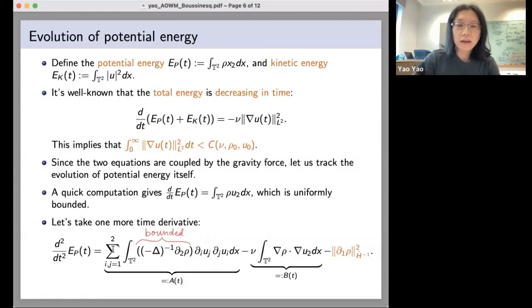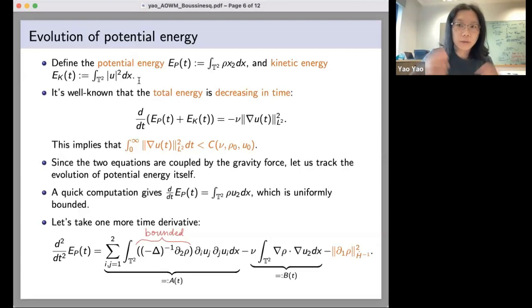And I would like to just briefly comment on the proof. The proof idea is by carefully looking at a couple of quantities together. One important quantity that we are going to consider, motivated by the fact that the Boussinesq equation is driven by the gravitational force, is the potential energy. It is just the energy that we learned in high school physics class: the density times the height, integrated in the domain. It also has a counterpart, the kinetic energy, which is the integral of the velocity field squared.